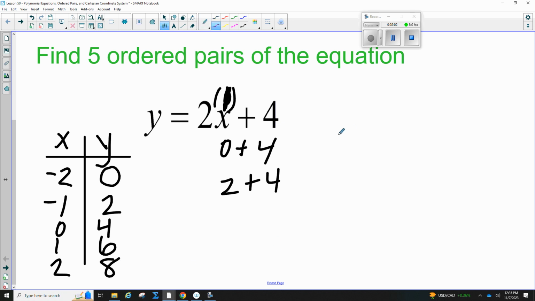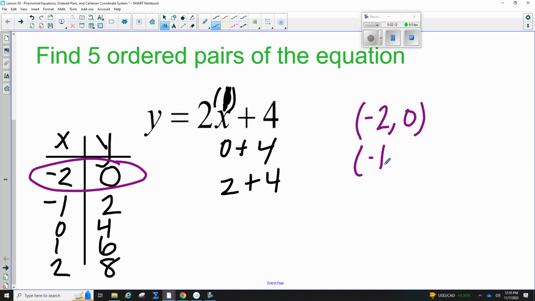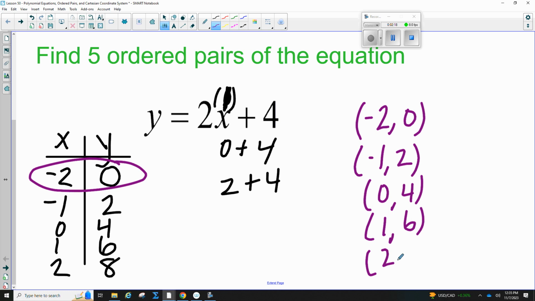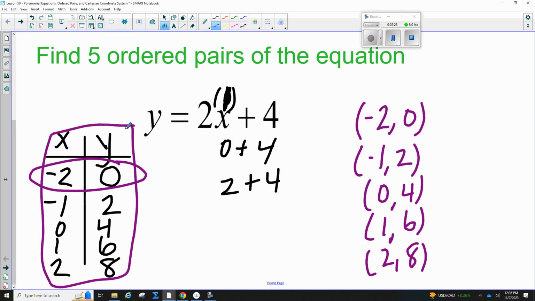That means that the point -2, 0 falls on this line. That's this point right here. So you could write it as an XY coordinate. -1, 2 is a point, 0, 4 is a point, 1, 6 is a point on the line, and 2, 8 is a coordinate point on the line. When you write coordinate points, you do parentheses with a comma. I don't know if this actual problem will be on there. If it is, I'm good with the table. That represents the points.